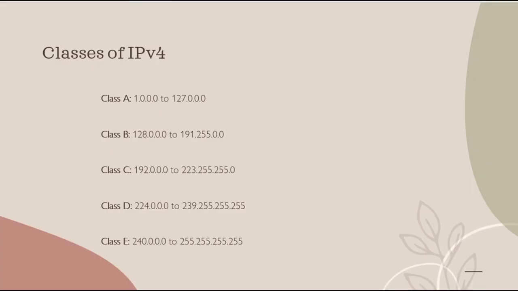Class C ranges from 192 to 223 and it is used for smaller networks, and by using this class we are able to host 254 computers per network. Class D is used for multicast and it ranges from 224 to 239. And finally, class E is not used in the public network because it is used for research or experimental purposes. It ranges from 240 to 255.